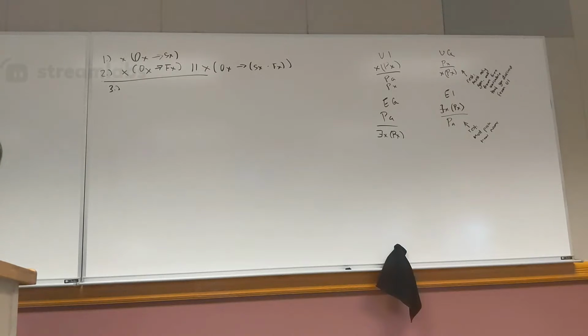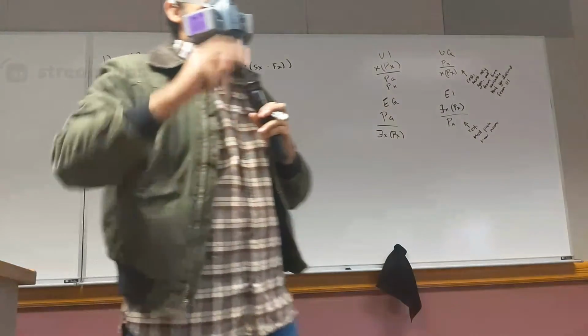How would I do this? Quick question, I know you'd use universal, but how do you know when to use UI or UG? Does it matter, or what do you mean? Like this one, how do I know which one's better to use?